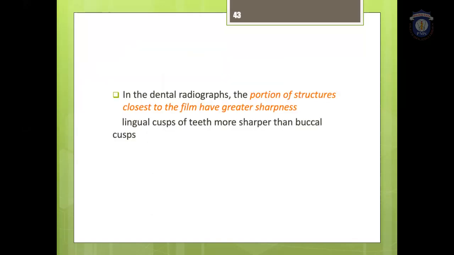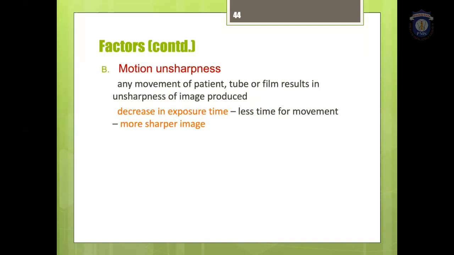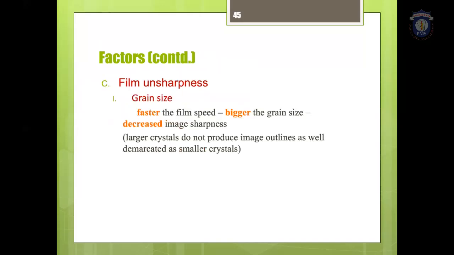In dental radiographs, the portion of structures closer to the film have greater sharpness. So naturally, the lingual cusp of the teeth is sharper than the buccal cusp. Next is motion unsharpness. Any movement of the patient, tube or film results in unsharpness of the image produced. With decrease in exposure time, there will be less time for movement, so the image will be sharper.